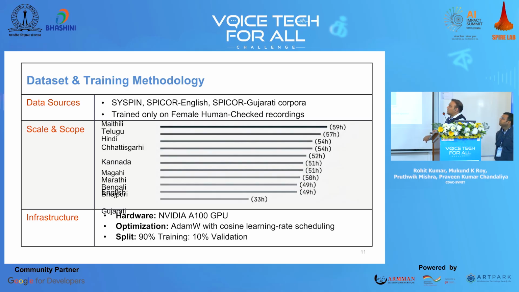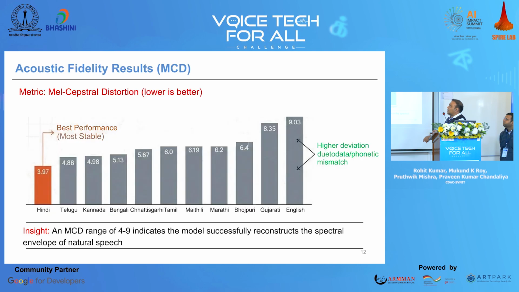So this is the test we did on our test set. That's the mel cepstral distortion score. You can see here the MCD score for Hindi is 3.97. That means the generated audio is almost similar to the ground truth. But that was not the case for English and Gujarati. Obviously, phonetic mismatch was there, but still 4 to 9 is considered to be a good score in MCD.